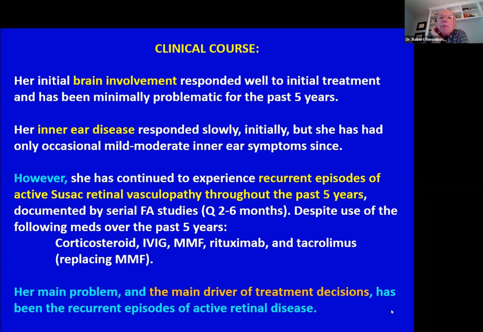Her main problem has been her recurrent episodes of Susac retinal vasculopathy throughout this past 5 years, as documented by serial FA studies, which I'll share with you in a moment. And this has occurred despite use of the following medications throughout the past 5 years: corticosteroid, IVIG, MMF, rituximab, with eventual substitution of tacrolimus for the MMF. So the main driver of her treatment decisions has been the recurrent episodes of active retinal disease, and her ophthalmologist has been the most important member of her Susac team.